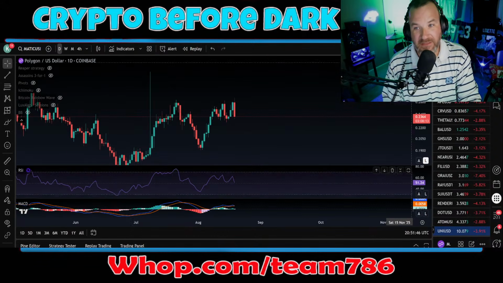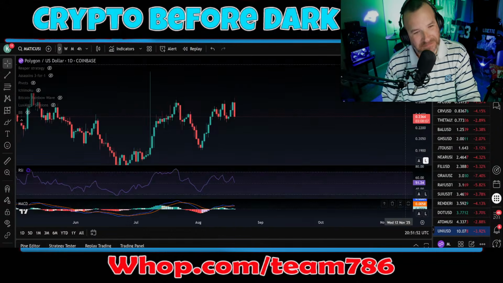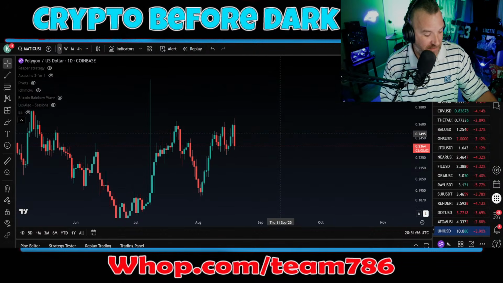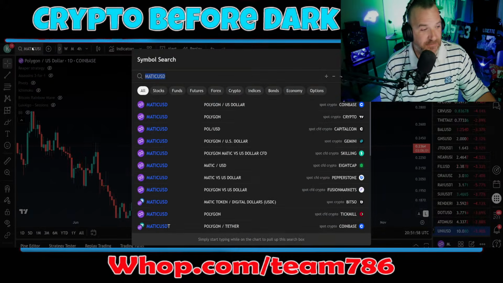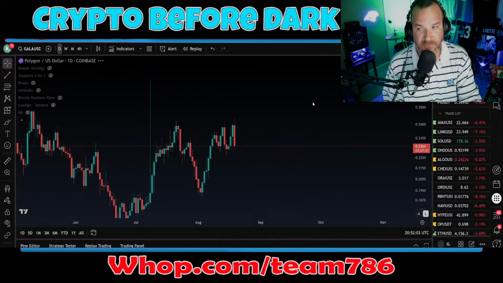RSI, sideways. MACD, sideways and kind of down, but up for now. I'd be careful here. This has got a better look than most, but even then, it still gives me the shakes, man. Sketchy.